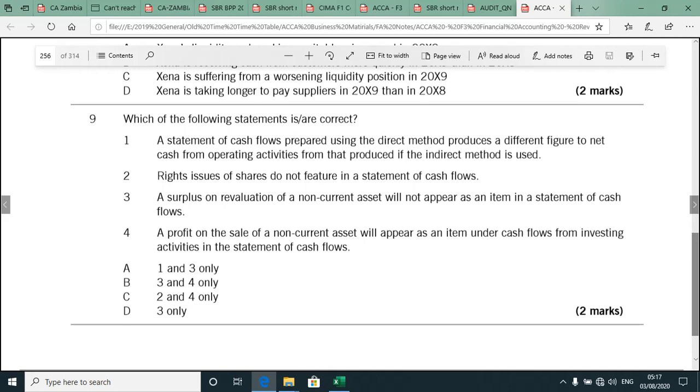Let's go to question 9. Which of the following statements is or are correct?